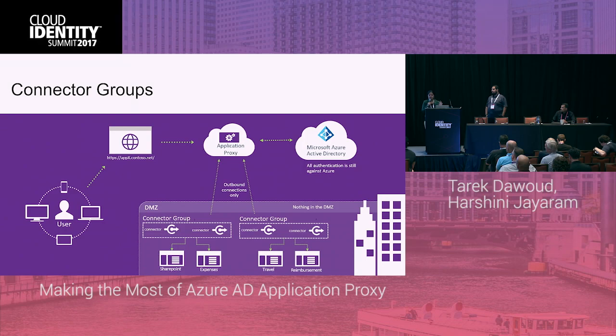But what you can do is group connectors into different groups, and you assign applications to a specific connector group. Any connector within the connector group can serve the content for that application. Now, this gives you a few different benefits. First, you can choose how you want to group these connectors. So for example, if you have applications located in different geographies, you can create different groups based on the location to help drive down the latency for your users.